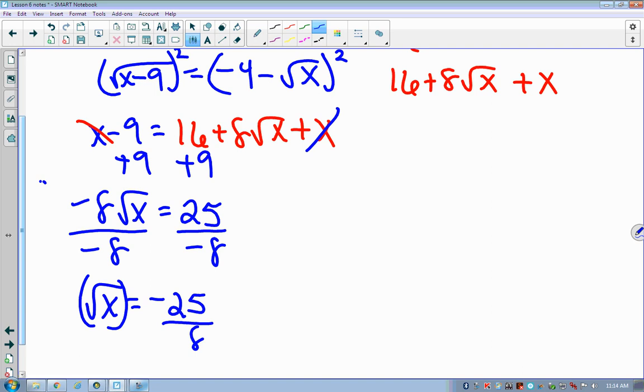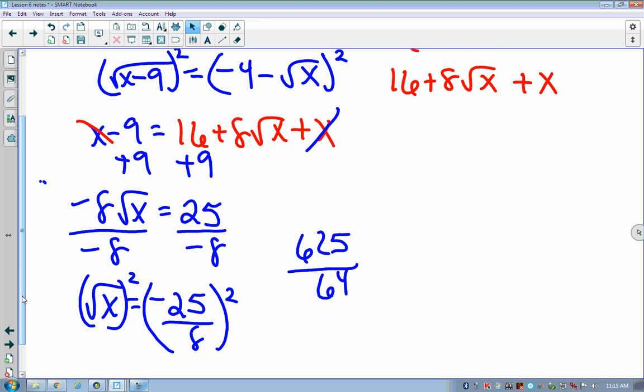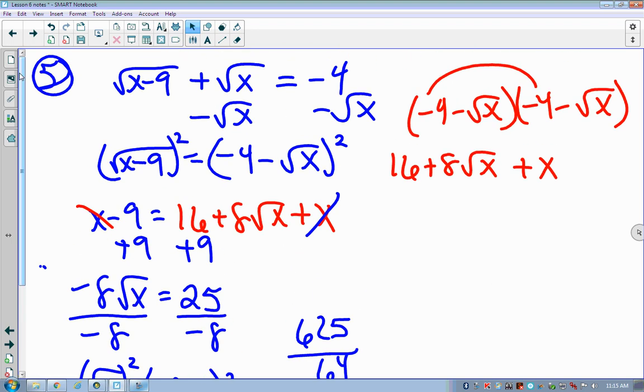Square it. Okay, and square it. 625 over what? 64. Okay, so you got 625 over 64 equals x. But here's the thing: if you check it, it's going to equal positive 4. Right? If you plug in 625 over 64 back into this, all right, because here's the problem. Square root plus a square root, can that end up in here as a negative number?